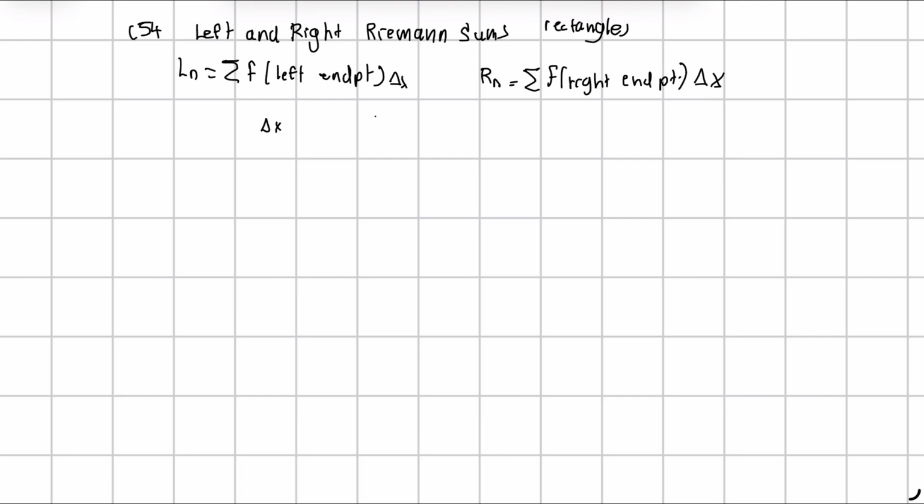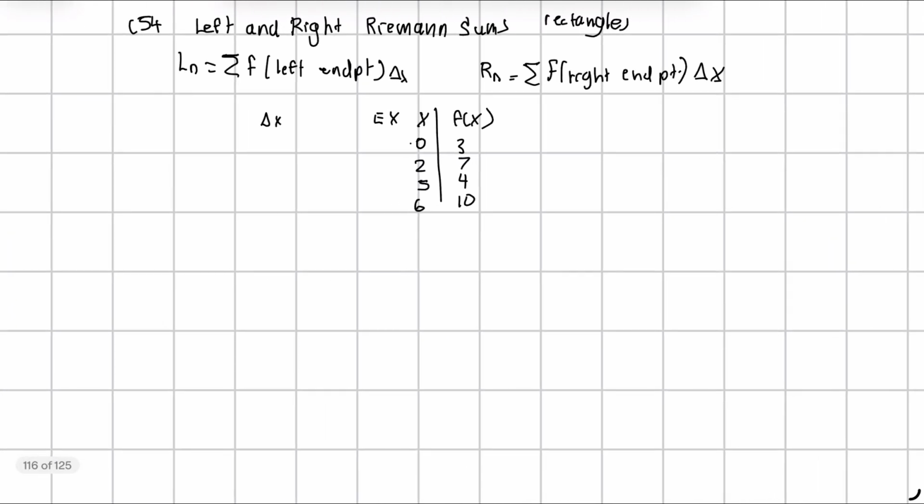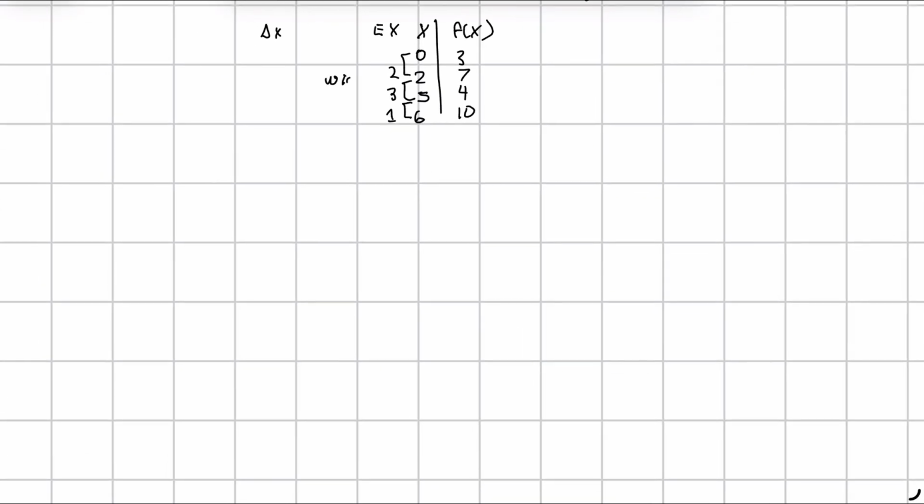So let's say we have an example where we have a table with x values 0, 2, 5, 6, and f of x is going to be 3, 7, 4, 10. So our widths, we can see from 0 to 2, this is going to be equal to 2, and then from 2 to 5, this is going to be 3, and then from 5 to 6, this is going to be a width of 1. So those are our widths, right?